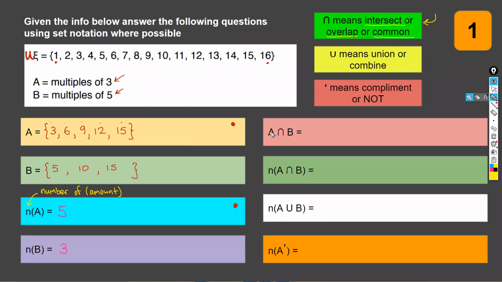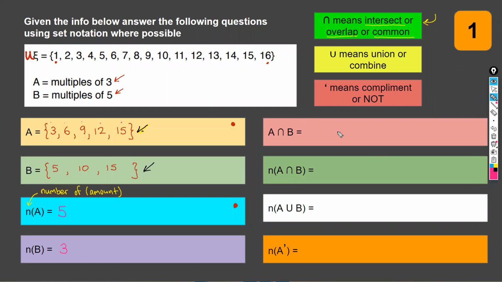In this question, it has A intersect B. So they're asking what is common between both of them. If you go back to A and B over here, do you all see anything common in between them? What's the same between A and B? Well, what are A and B sharing? Right, it's 15. Both of them have the number 15. Nothing else is common. So how are you going to write this answer for the examiner?